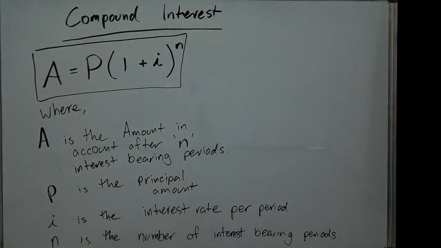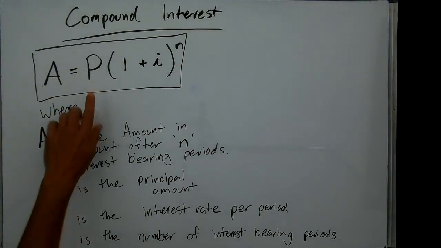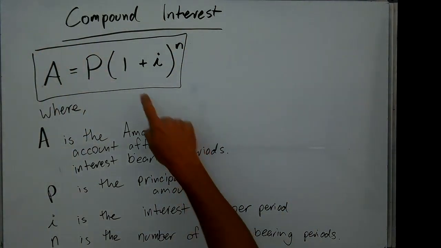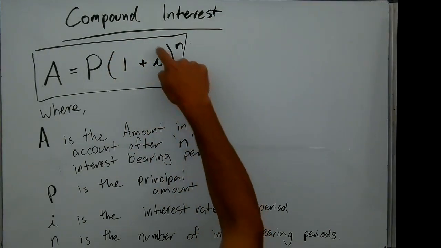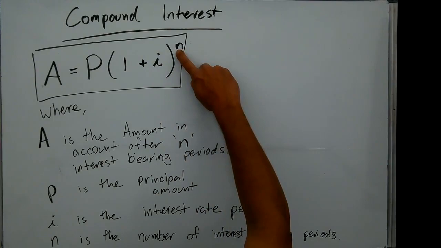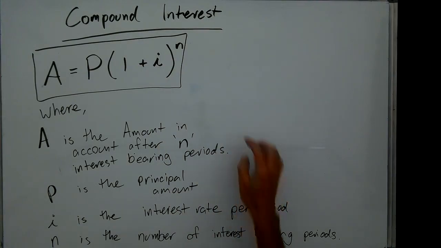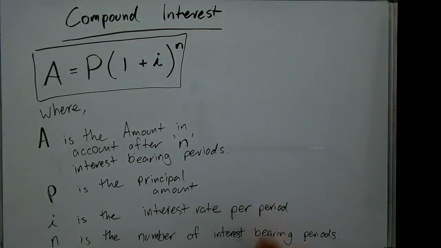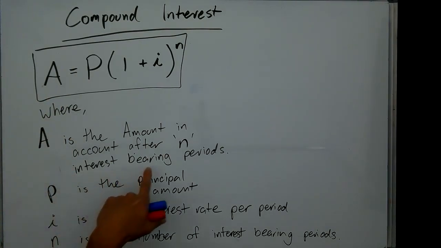Hopefully it'll make sense. So this is the formula. Got a few different letters in this one. So we've got A equals P multiplied by this thing, which is just a 1 plus I, and then this thing in the brackets is raised to the power of n, and that just means it's this thing in the brackets multiplied by itself n times, whatever that number happens to be. And this n can get quite big. So A is the amount in the account after n interest-bearing periods.